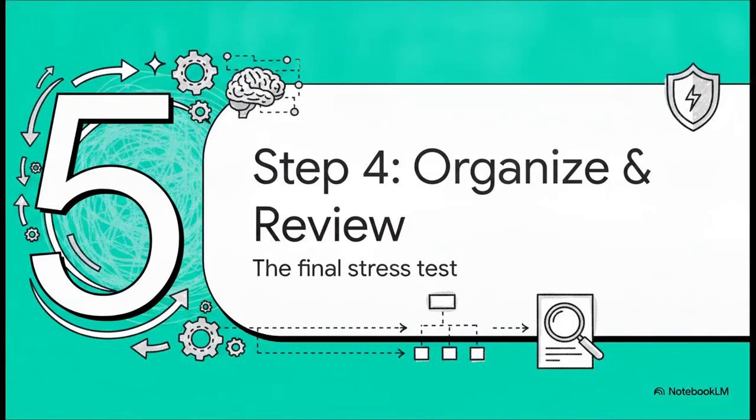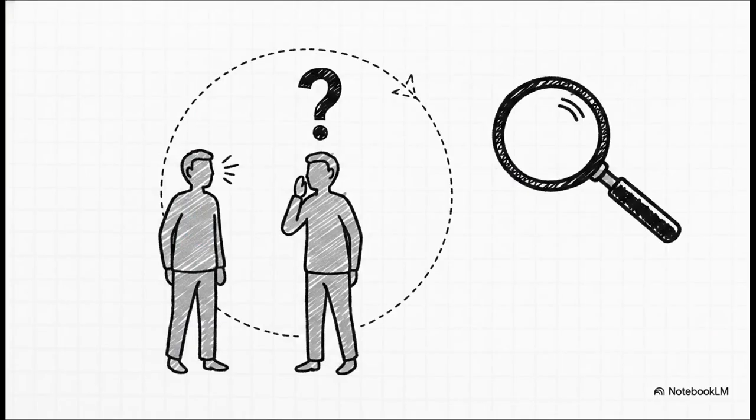And finally, section 5, step 4, organize and review. All right, this is the final stress test. You've got a refined, simplified explanation written down. Now, it's time to take it into the real world. Let's dive into this final feedback loop.